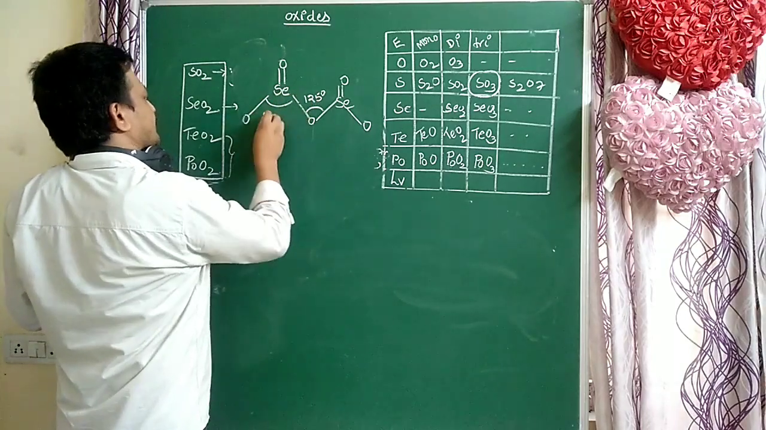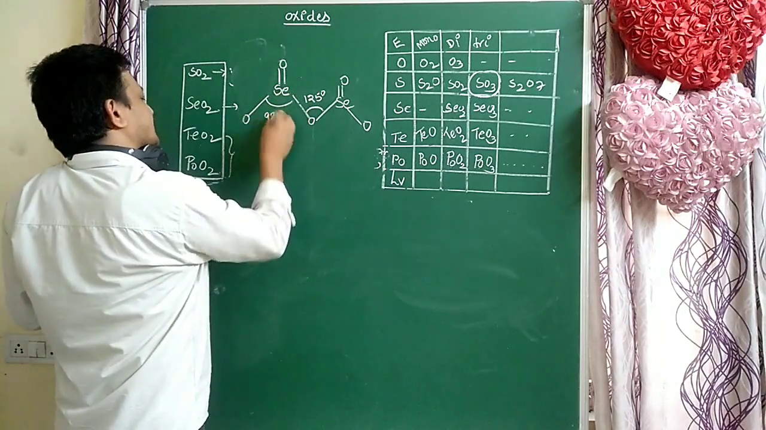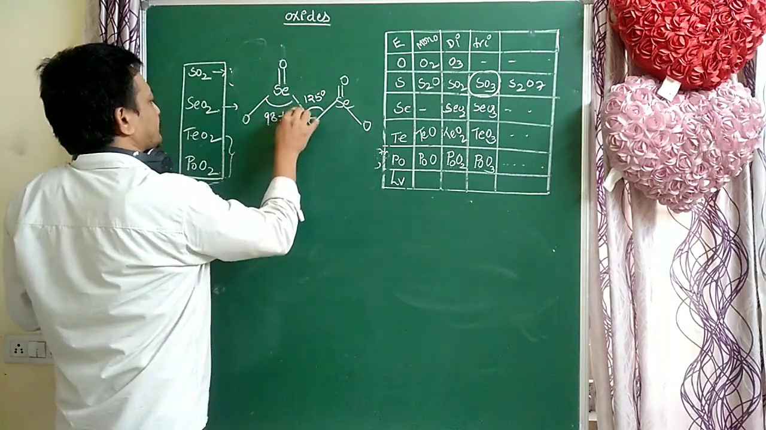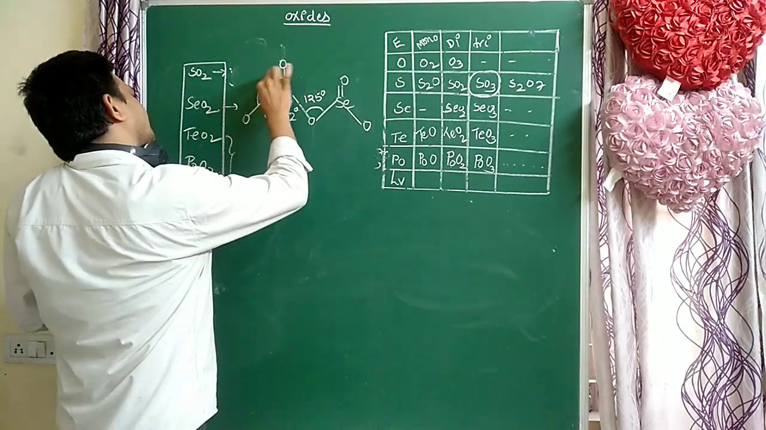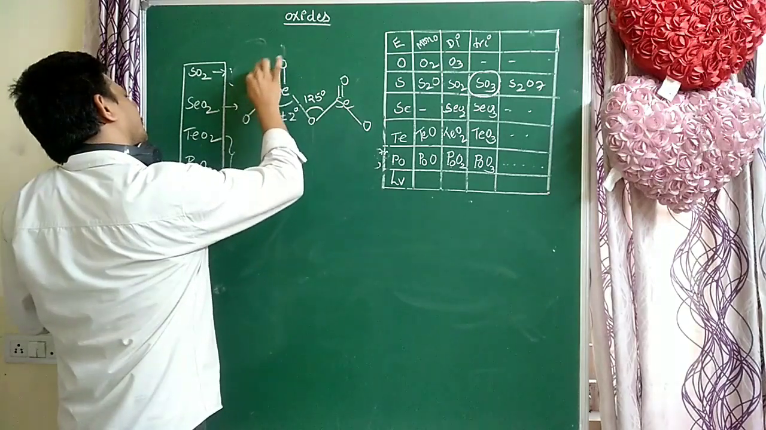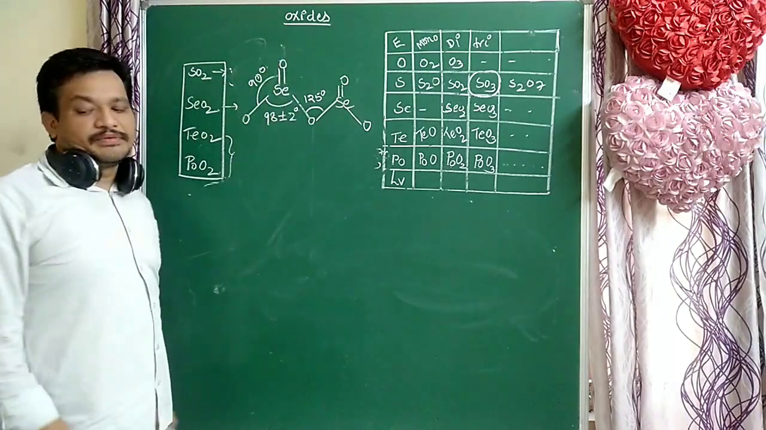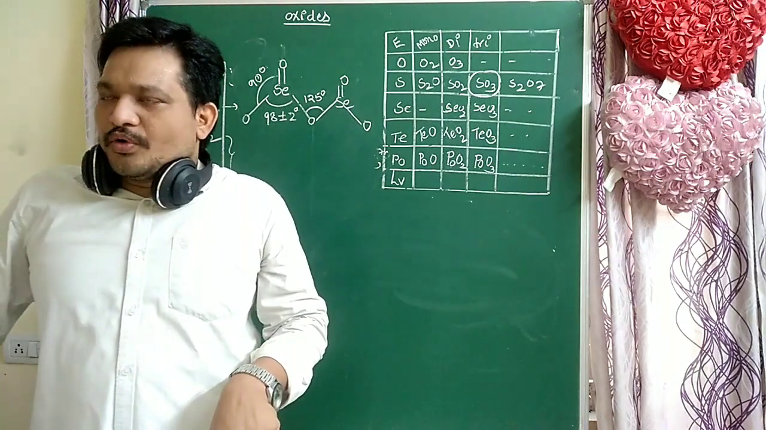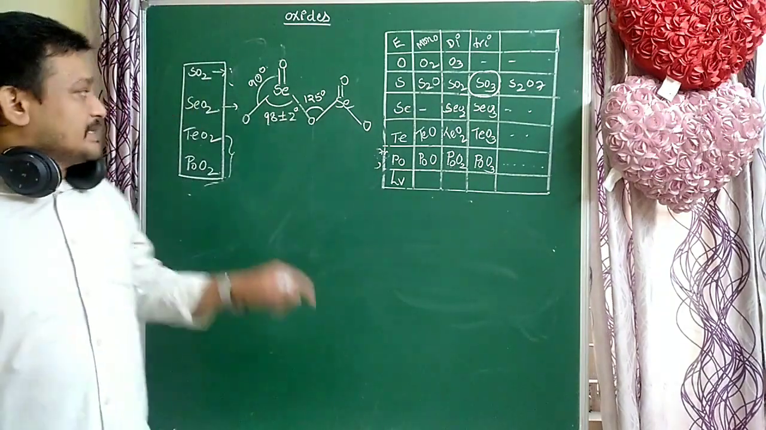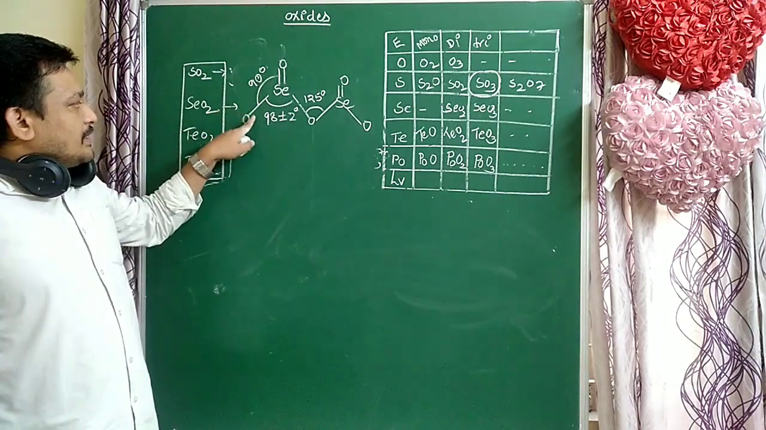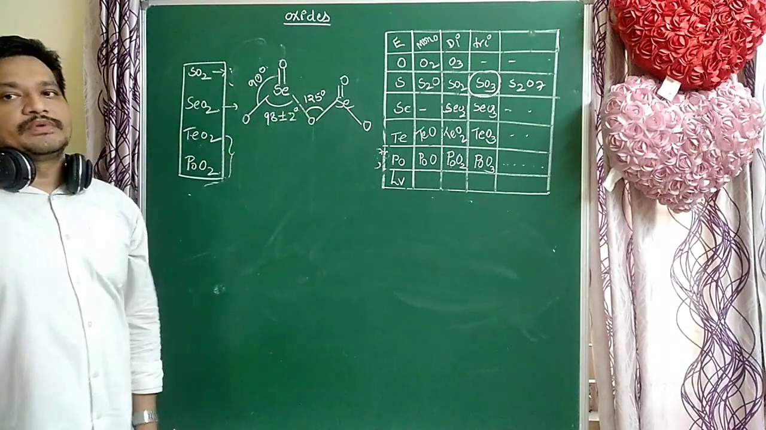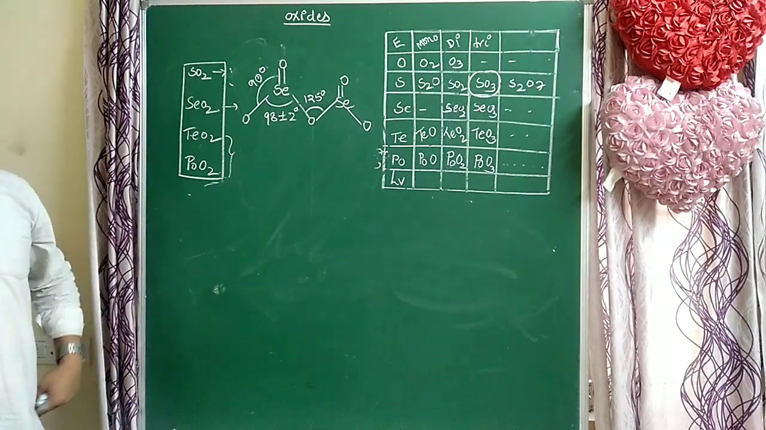here 98, plus or minus 2. So here 90. So these are very important, students. In O, Se double bond O, 90, here 98, here 125. That is very important, students.